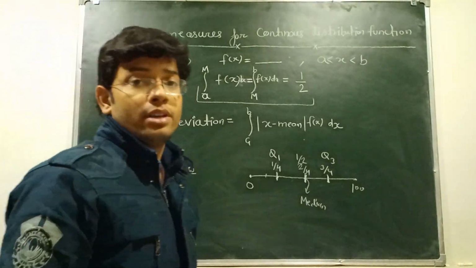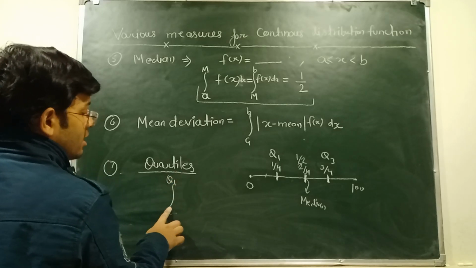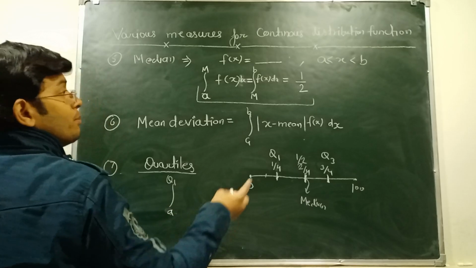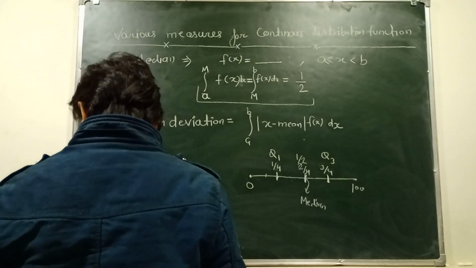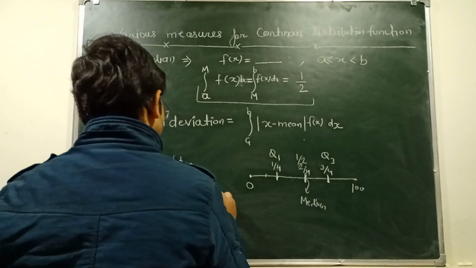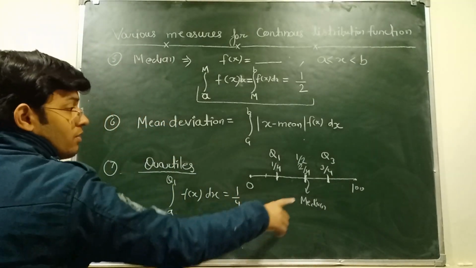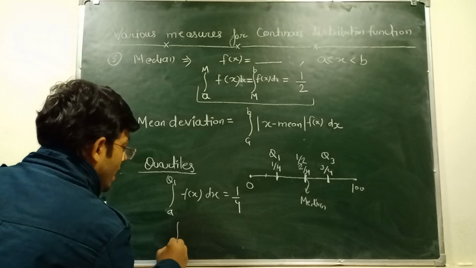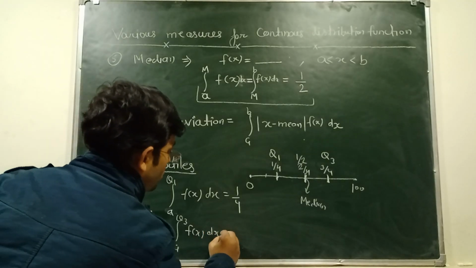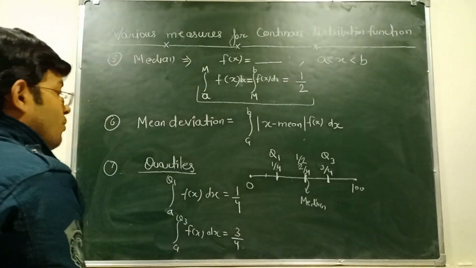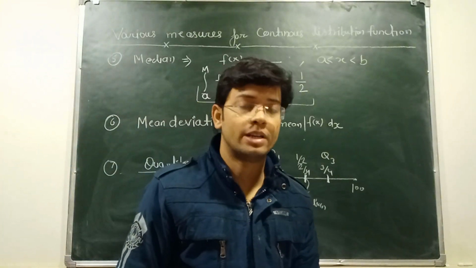In the case of the first quartile, suppose the limits are a to b. So we write the integral from a to Q1 of f(x) dx is equal to 1/4, and in the case of the third quartile, we write the integral from a to Q3 of f(x) dx is equal to 3/4. So 1/4 is the first quartile and 3/4 is the third quartile.